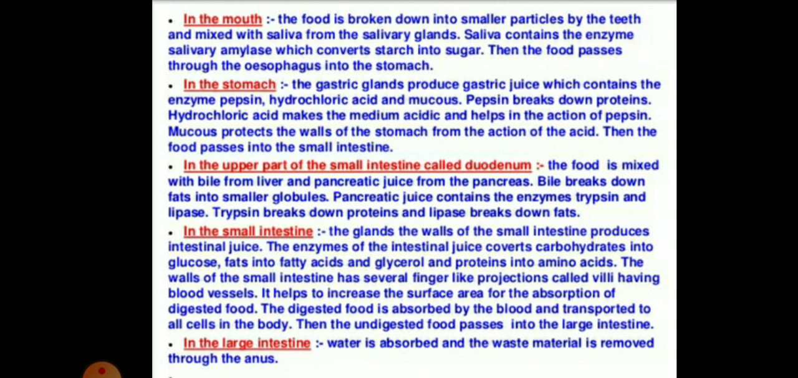Children, water is absorbed and the waste material is removed through the anus. So, this is the description of the human alimentary canal, or we can say the whole digestive system with its digestive glands.